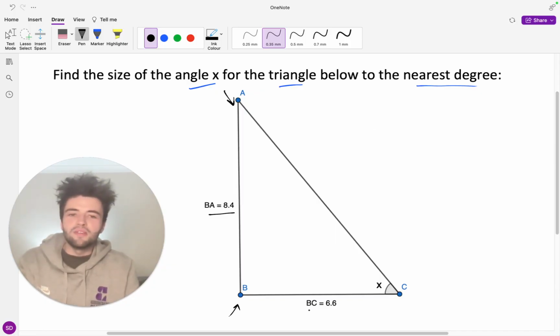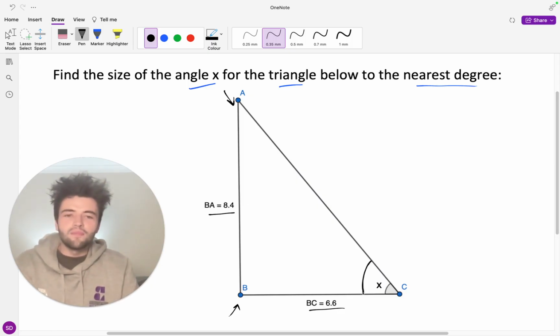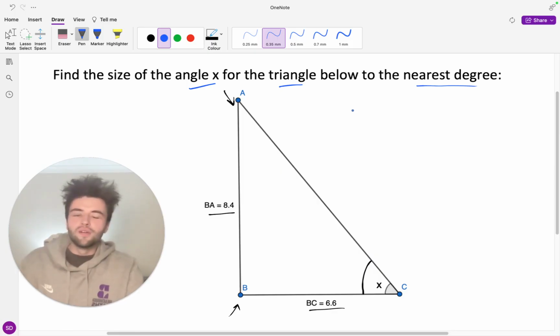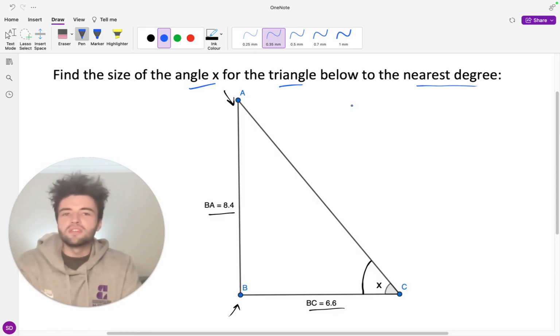And then the same thing for BC here. So we're given these two lengths of 8.4 and 6.6. And what we're going to be looking for is this unknown angle here, x in the bottom right corner. We're getting loads of practice with these trig identities. In this one, I'm actually going to dive into SOHCAHTOA a little bit more.